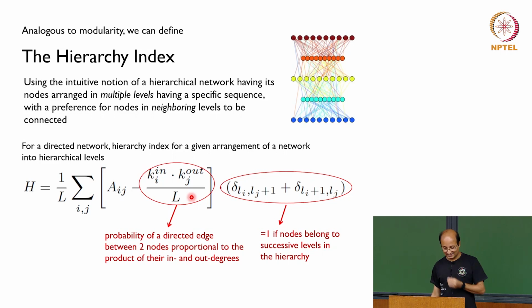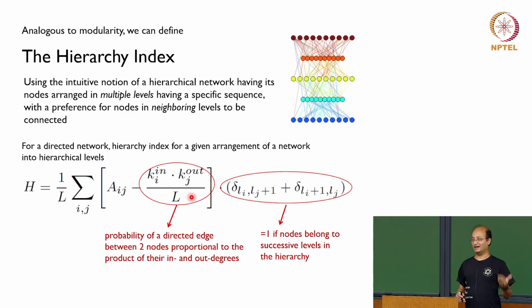So this is actually work from my lab. A former student of mine, Anand, started working on this problem, and he came up with a very, very intelligent way of looking at it. He said that, look, just as we use a modularity index for modular networks, maybe we can use a hierarchy index for hierarchical networks. You can see that there are nice analogies with the modularity index. He says that in a hierarchical network, the connections are mostly across successive layers.